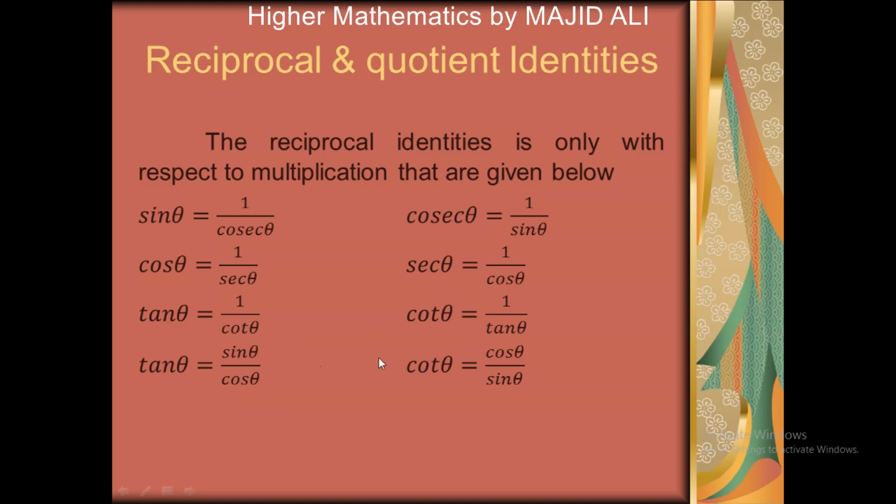These two identities are the quotient identities. Tangent theta is equal to sine theta divided by cos theta, this is the first quotient identity. And cot theta is equal to cos theta divided by sine theta, this is the second quotient identity.